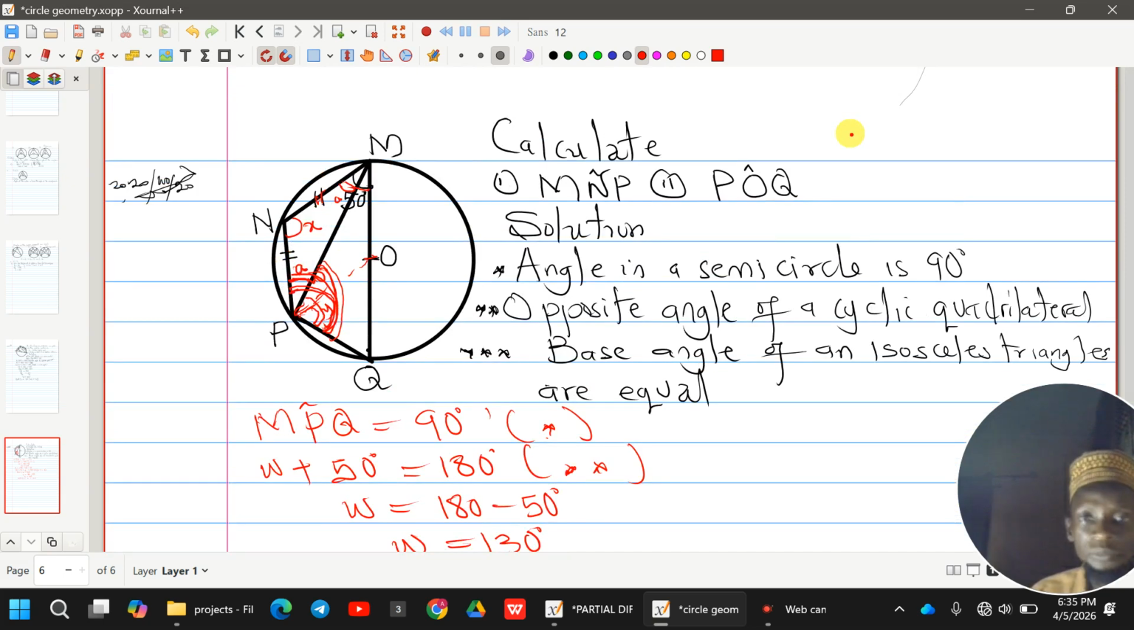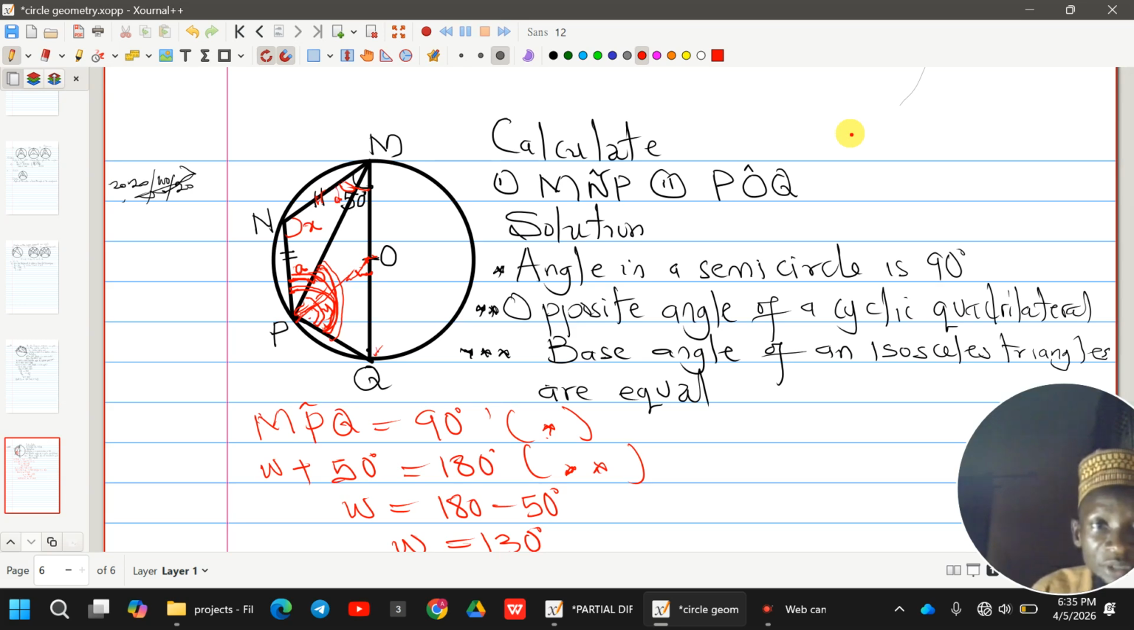POQ. Okay, we have what? The small portion of this one, that's what we need. Okay, the small portion of this one is what? Don't forget, radius to this one. This one is what? Radius. Okay, so this one is what? Radius. This one is also what? Radius.